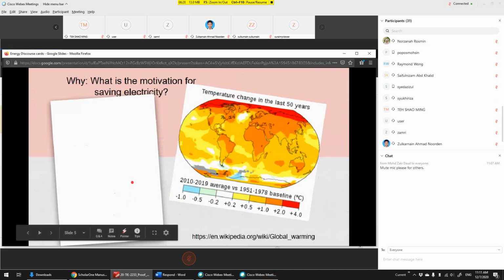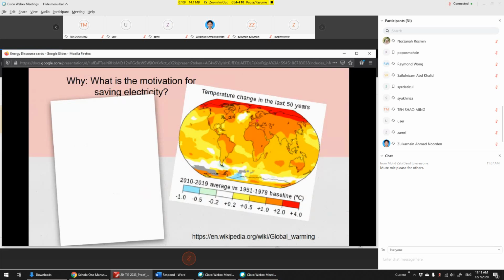Right, so kenapa nak save electricity? Why do we need to save this electricity apart from the cost and so on? I include here a picture of this temperature change in the last 50 years. So everyone is aware about this. We are facing this global warming. All right, global warming, and if you are about my age, kalau awak umur saya, kesan global warming ni first yang kita dah tengok ialah this La Nina or El Nino yang menyebabkan kalau hujan lama, panas lama.